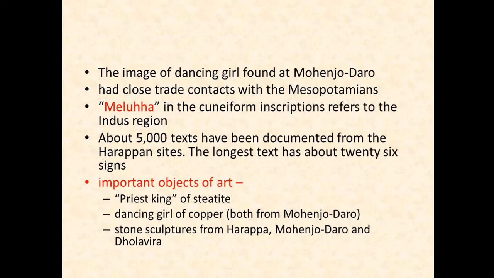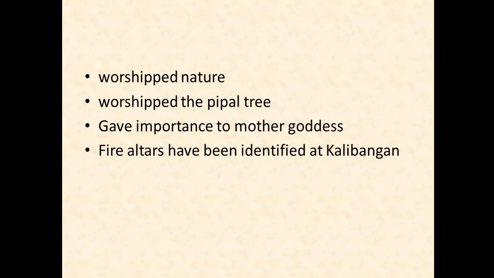And important objects of art. The best examples to highlight the art of the Indus Valley people are the sculpture of a priest king made of steatite, the dancing girl made of copper, and stone sculptures from Harappa, Mohenjo-daro and Daimabad. Apart from that, the people worshipped nature, they worshipped the peepal tree, they gave more importance to mother goddesses, and Lord Shiva was also worshipped by the people. Fire altars have been identified at Kalibangan.